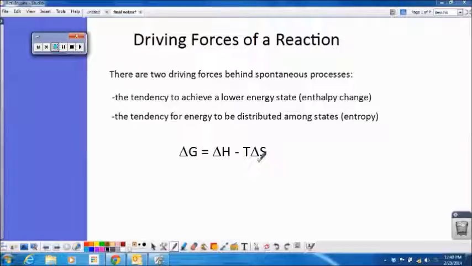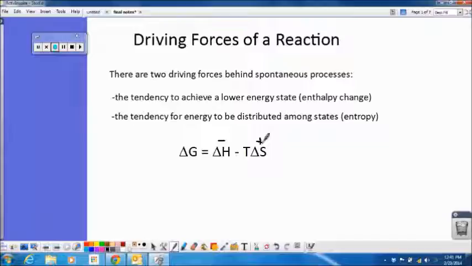So we know that in general, negative delta H's and positive delta S's predict a spontaneous reaction, or one that's thermodynamically favored. We call these the driving forces behind the reaction. A negative delta H drives delta G to be negative. A positive delta S drives delta G to be negative. So that's what we mean when we say driving force.